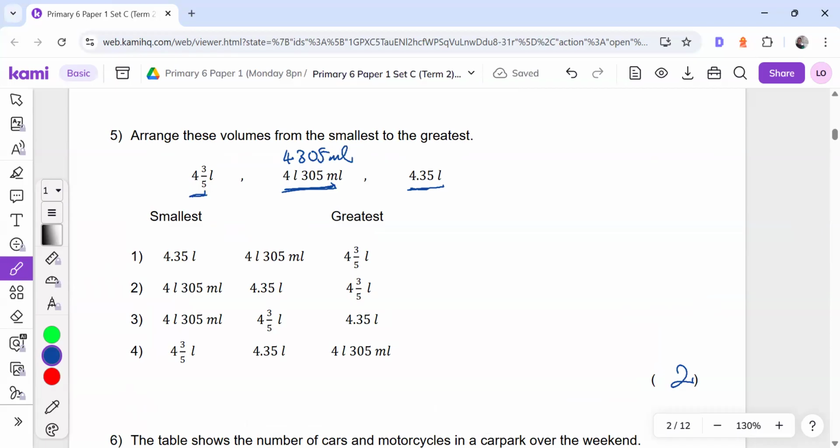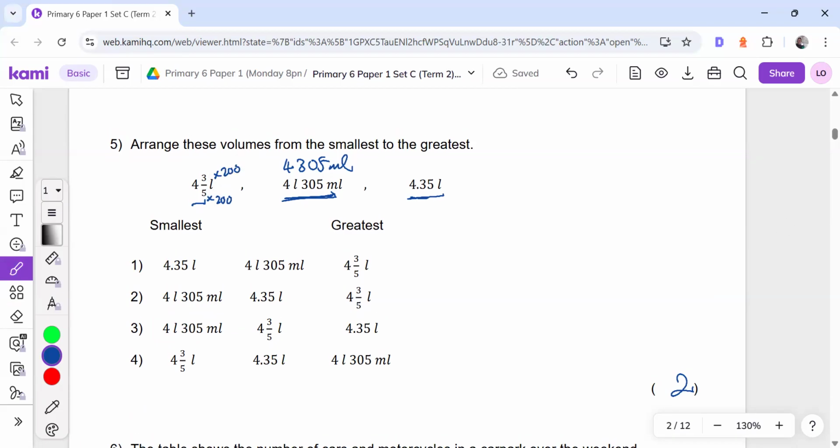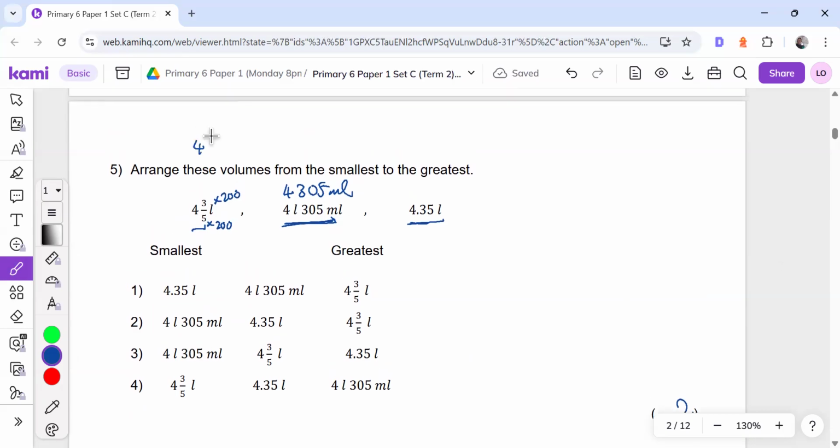And then can I change the fraction into a whole number? Yes, you times what? Times 2, times 2, times 2, right? And you get 4 and 6 over 10. Or you can actually make the denominator into 1,000. Okay, why 1,000? Because 1 liter is 1,000 ml. So you times 200, and on top you also times 200. And what do you get? You will get 4 and 600 over 1,000.